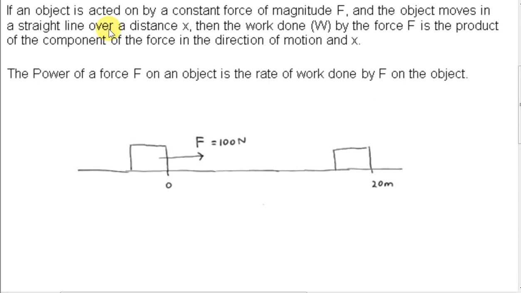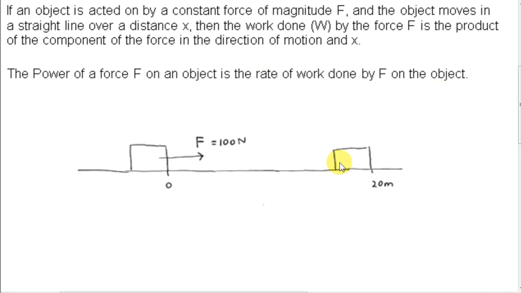In the last video we discussed the work done by a force on an object as an object moves over a straight line distance, and we considered only the cases where F is a constant force. In this video we will look at the idea of the power of a force F on an object. This is the rate of work done by the force F on the object. So the rate is the amount of work done every unit time. Well, the unit time that we will use is the second.